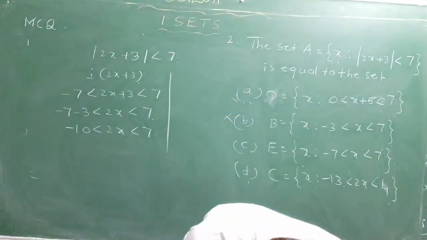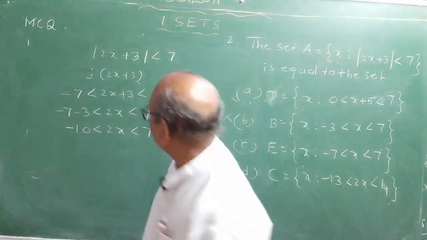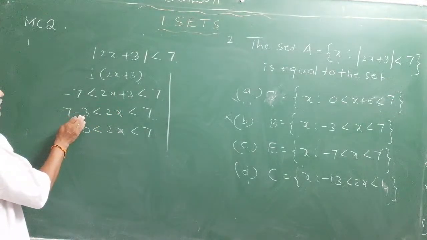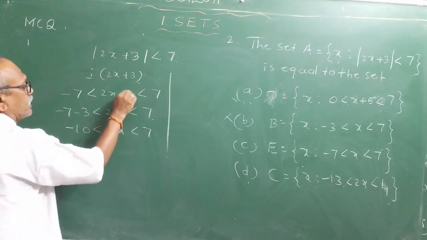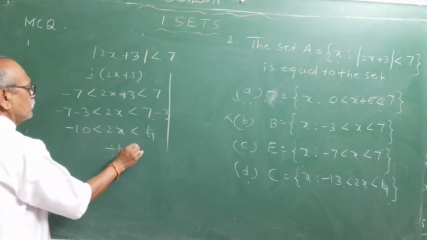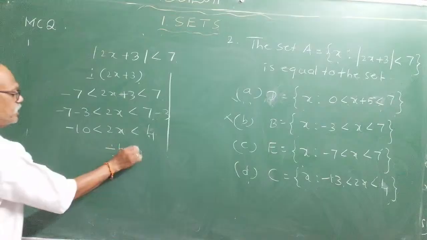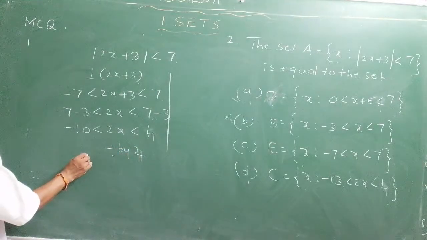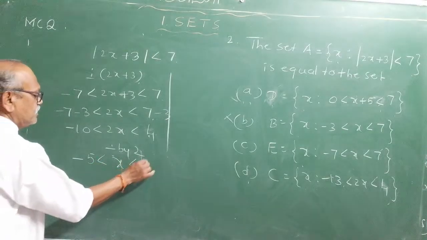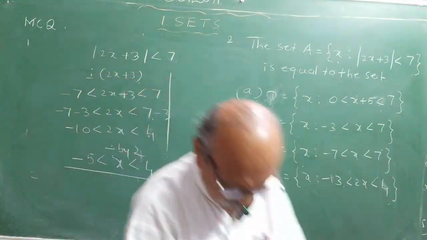You can even take this plus 3 to the right. If you take plus 3 to the left, you get minus 3. If you take plus 3 to the right, 7 minus 3 becomes 4. Divide by 2. You get minus 5 is less than x, x is less than 2.